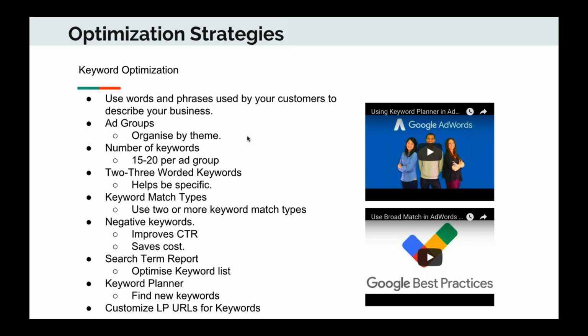Make use of keyword planner and the search term report, and make sure that you have specific final URLs for specific keywords. So you can set the final URL even at the keyword level. So if you have a very specific keyword, make sure you set a final URL that will take the user to a particular specific highly relevant page.